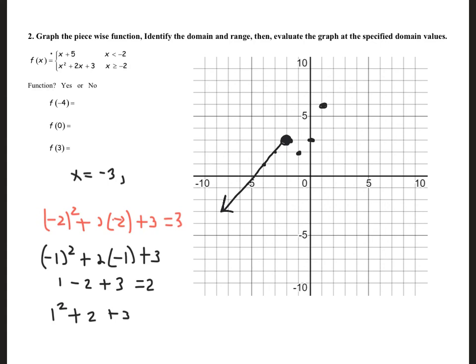Those are enough values to give us a sketch of how the parabola is going to be. So that's how the piecewise function is going to look.